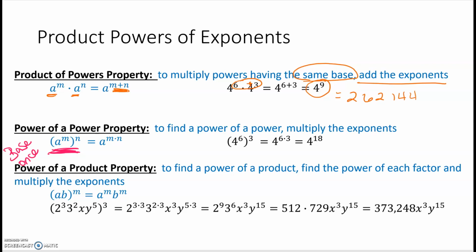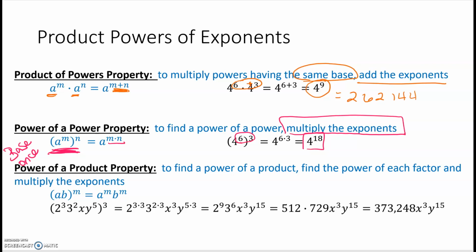So what we do is we actually multiply our exponents. So power of a power, meaning I have two exponents with the same base. So I'm multiplying my exponents together. So in my numbers example, I have 6 times 3, which gets me 4 to the 18th. And again, you could type that in your calculator, 4 with that caret button, 18, and you would get a very large number.